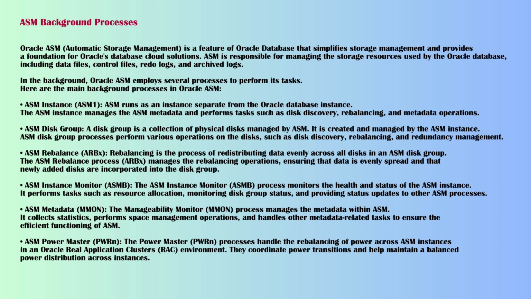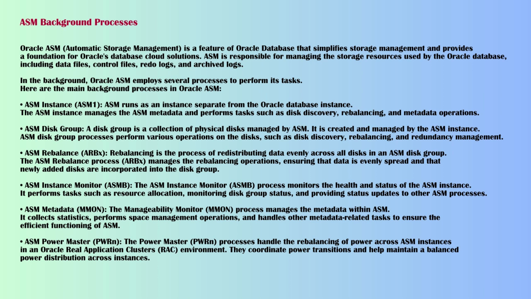ASM rebalance, ARBn. Rebalancing is the process of redistributing data evenly across all disks in an ASM disk group. The ASM rebalance process, ARBn, manages the rebalancing operations, ensuring that data is evenly spread and that newly added disks are incorporated into the disk group. ASM Instance Monitor, ASMB. The ASMB process monitors the health and status of the ASM instance. It performs tasks such as resource allocation, monitoring disk group status, and providing status updates to other ASM processes.